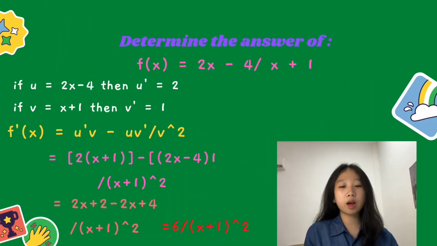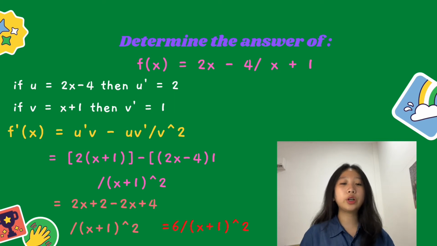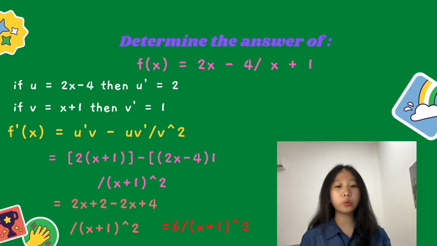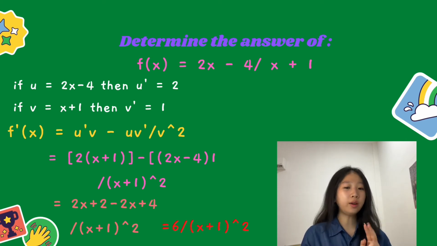So for the third example, we're going to divide this into two as well, which is u and v, and don't forget we're going to find the derivatives, or their accents. For u, it is 2x minus 4, and its derivative is 2, and for v, it is x plus 1, of which the derivative is 1. For this solution, we're going to use the function f'(x) equals u accent times v minus u times v accent, divided by v to the power of 2.